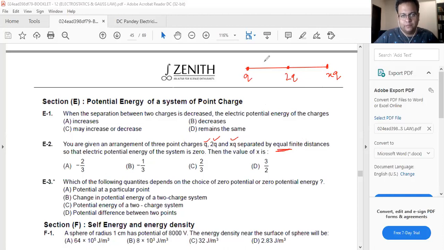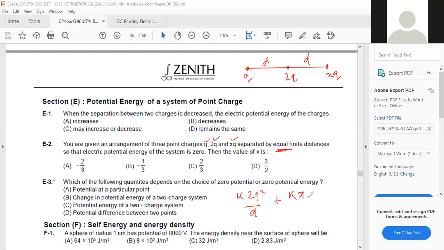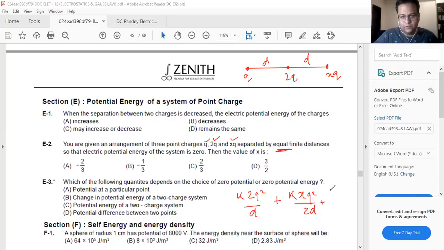So we have to find the value of x. Since the distance is given, how many terms will the potential energy have? There will be 3 terms, and so I can write the first term as what? K into Q into 2Q by D, right? The next term will be K into Q into XQ, so K into XQ square by 2D, and the third term will be K into 2Q into XQ, so that will be K into 2X into Q square by D, and this should be 0. So from here we have to find the value of x.